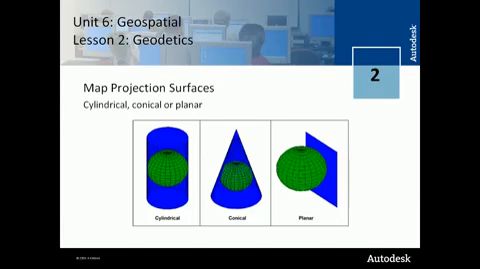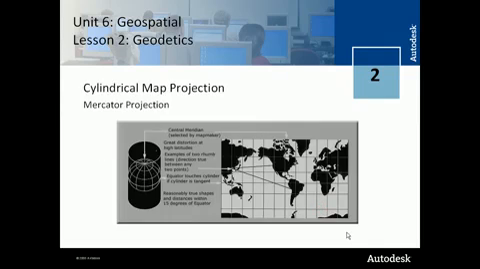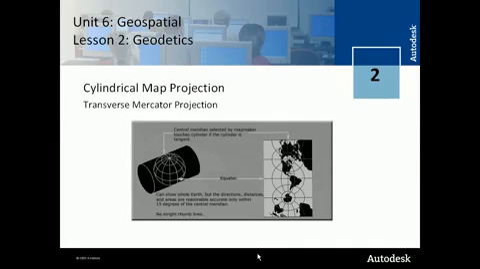Here's three examples of projection surfaces. You can have a cylindrical projection, in which case you're unrolling the surface of the Earth onto a cylinder. You have a conical projection or also a planar projection. And the Mercator projection is a cylindrical projection. And the transverse Mercator projection is also a cylindrical projection. However, the location of the cylinder with respect to the position of the Earth varies.